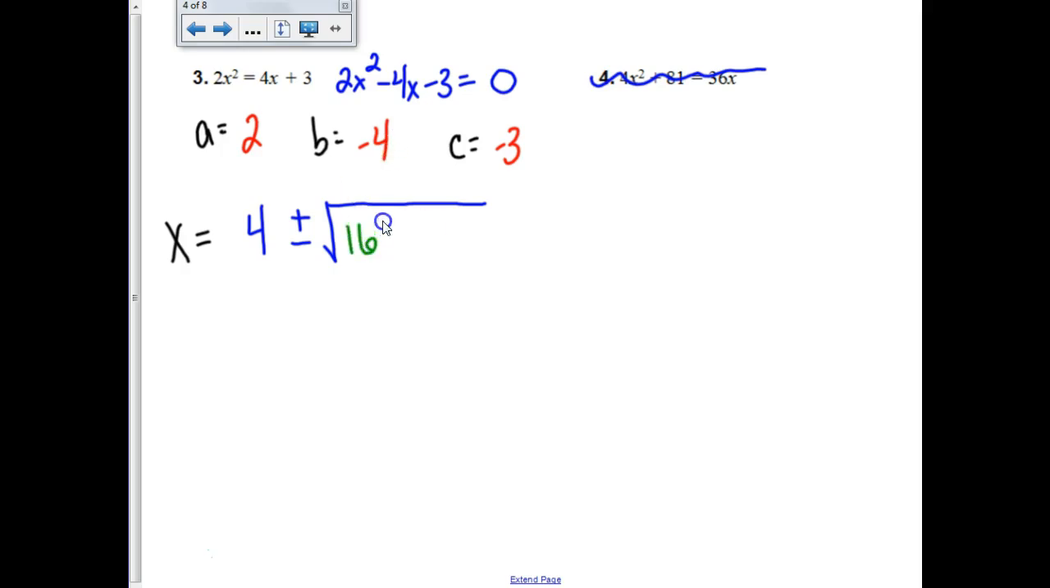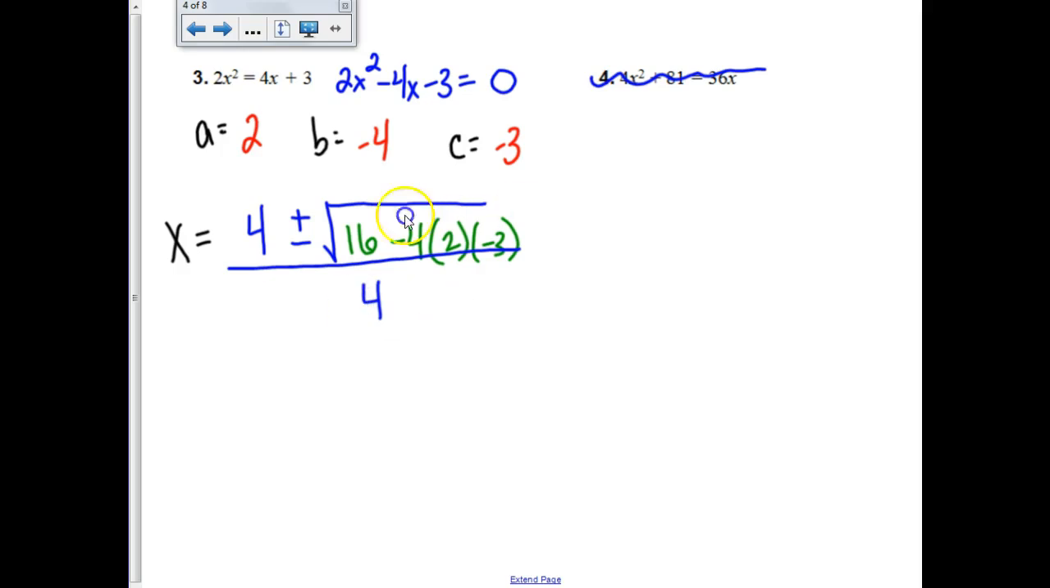It's a 16. What do you think is always going to be true about this first number in the discriminant? It's always going to be positive. Very good. So 16 minus 4 times 2 times negative 3. And then once I simplify that, the whole numerator is being divided by double my a value. What is double your a value here? 2 times 2 would be a 4.